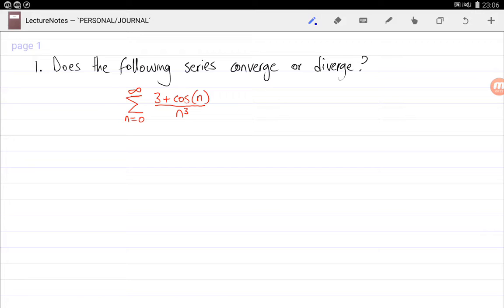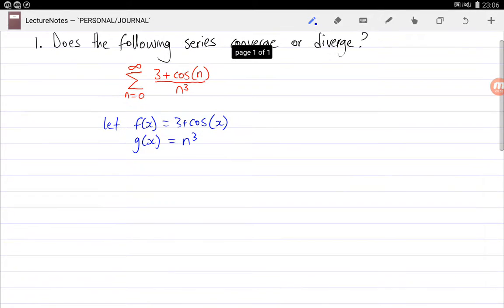So I'm gonna break this series down into two functions. Let f of x be equal to 3 plus cos of x, and g of x is gonna be the denominator, which is n cubed. Okay, so we're gonna assess these two functions independently, and we're just gonna use a limit as x approaches infinity. We're gonna start off with f of x, which is 3 plus cos of x.